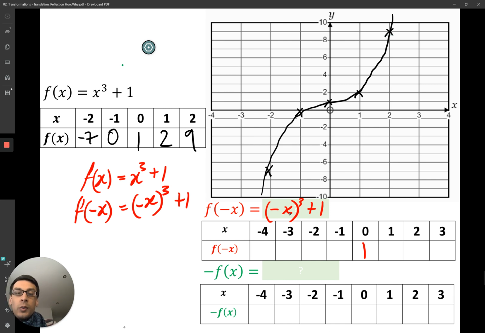Negative 1 cubed will be negative 1 plus 1 is 2. Negative 2 cubed is negative 8 plus 1 is negative 7. Negative 3 cubed is going to be negative 27 plus 1 is negative 26. And then go to the negative numbers. So if you're putting x as negative 1, you're multiplying it by negative 1, so it becomes positive 1. And then 1 cubed plus 1 is 2.